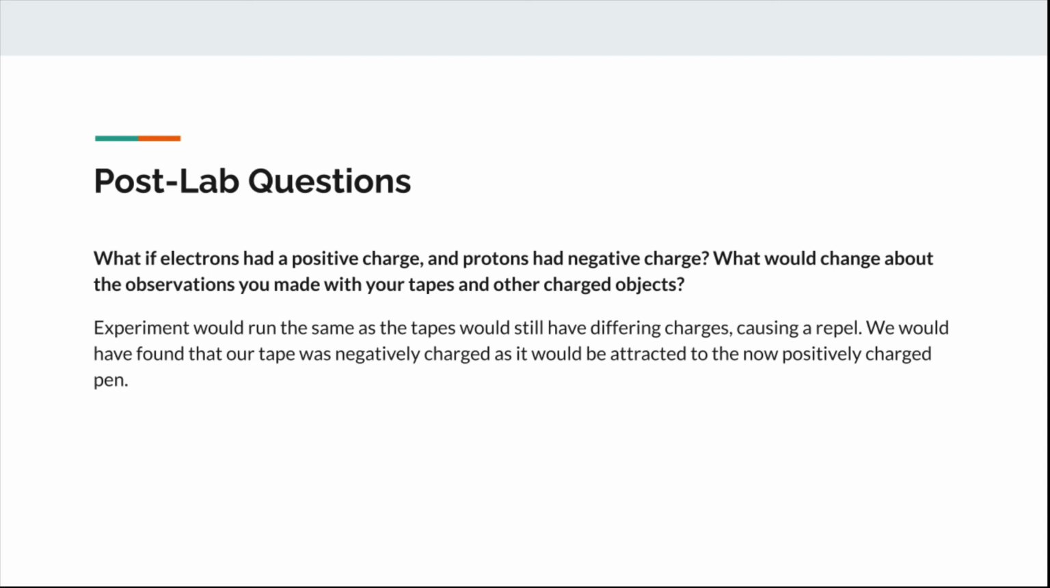We also had some post-lab questions we wanted to answer. The first is, what if electrons had a positive charge and protons had a negative charge? What would change about the observation you made with your tapes and other charged objects? Although all of our data would have been flipped between positive and negative, the experiment itself would still run the same, as the tapes would still have a like charge causing the repel, and we would have found that our tape was negatively charged, as it would be attracted to the now positively charged pin.